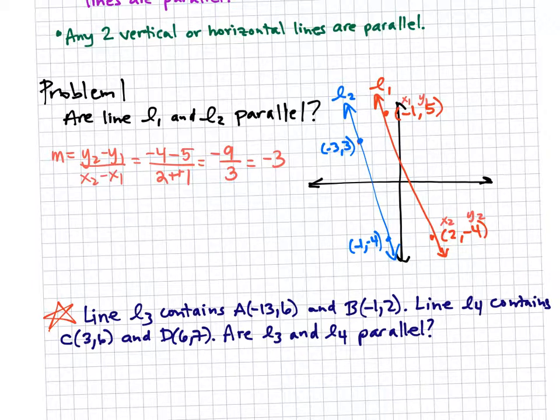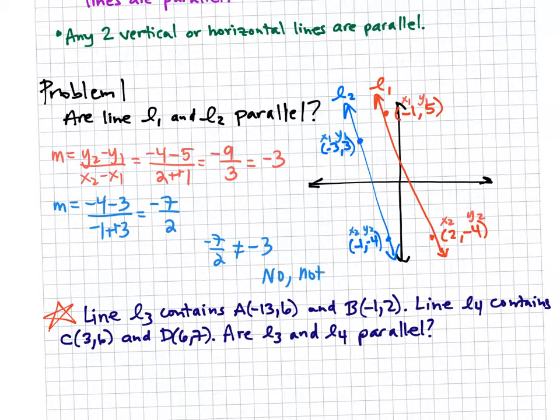And then let's find the slope of line L2. Let's call this x1, y1, this x2, y2. y2 is -4 minus y1, which is 3. x2 is -1 minus x1, which is -3, which is minus a negative becomes plus. So this is -7/2. -7/2 does not equal -3. So no, they are not parallel.